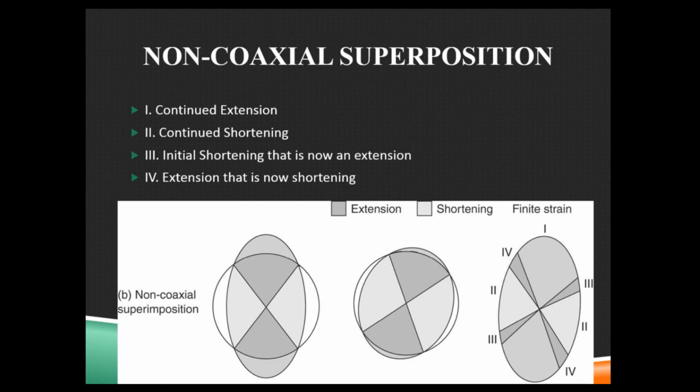On the other hand, we have some that were part of this dark blue extension, but the second time, because of the rotated stress field, are part of the shortening zone. So those are type 4 regions, extension followed by shortening. So in the non-coaxial superposition, you have all 4 zones.